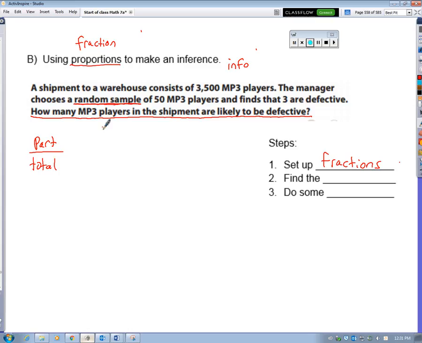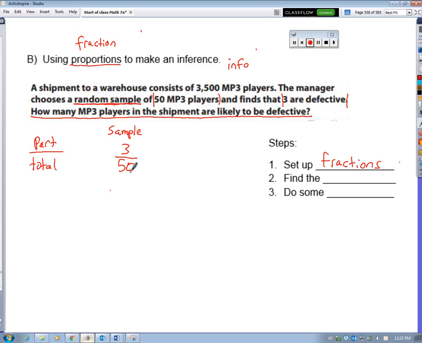So first let's make a fraction for our sample, the sample that he took. The total number of the sample was 50 MP3 players, and 3 of them were defective. So the total number of MP3 players chosen was 50, so that's going to be my total for the fraction, and out of that 50, 3 of them were defective. So there's my fraction: 3 out of 50 MP3 players defective.